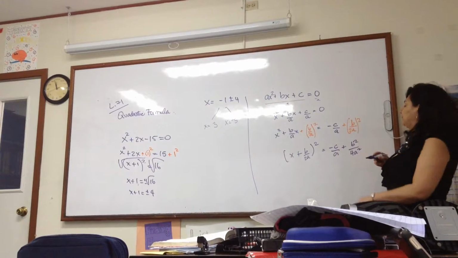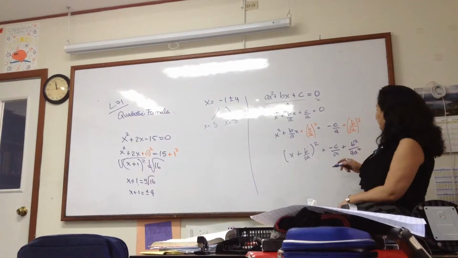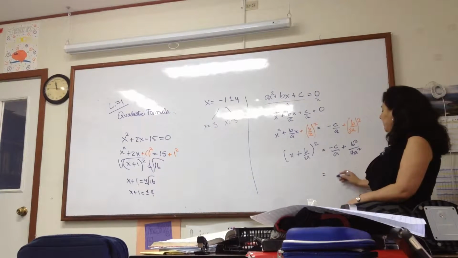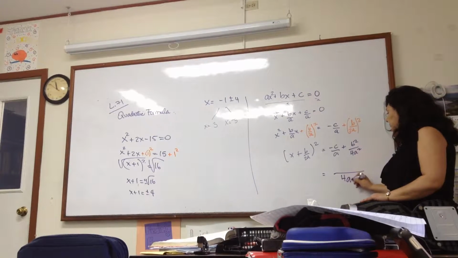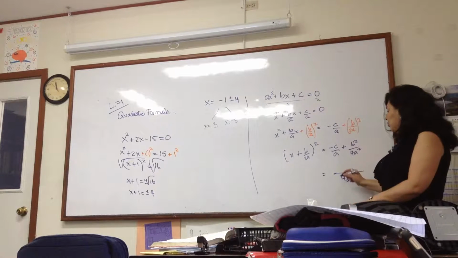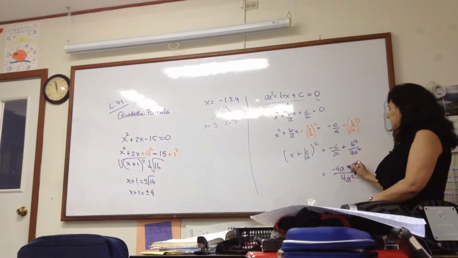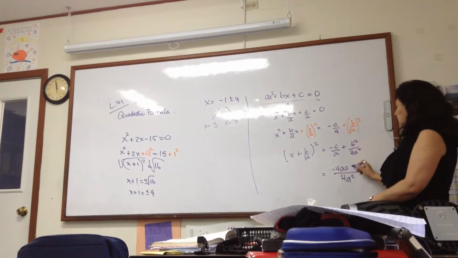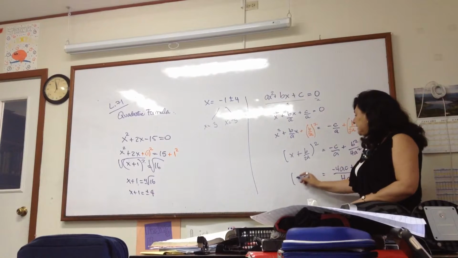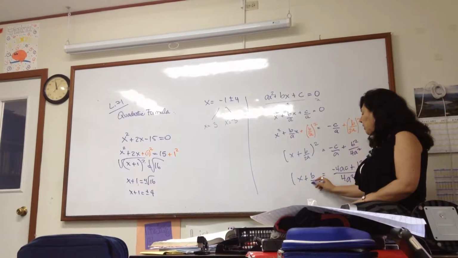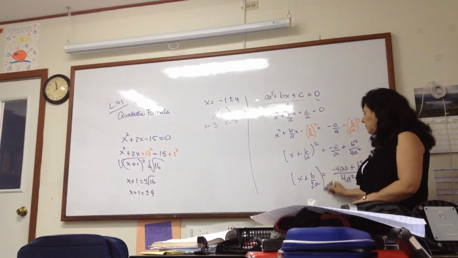Everybody with me? Okay. So now I am going to find the common denominator here, which would be 4a squared. And that means that this one becomes minus 4ac plus b squared. Very good. And on this side it stays the same. Now we square root. Now you square root that.